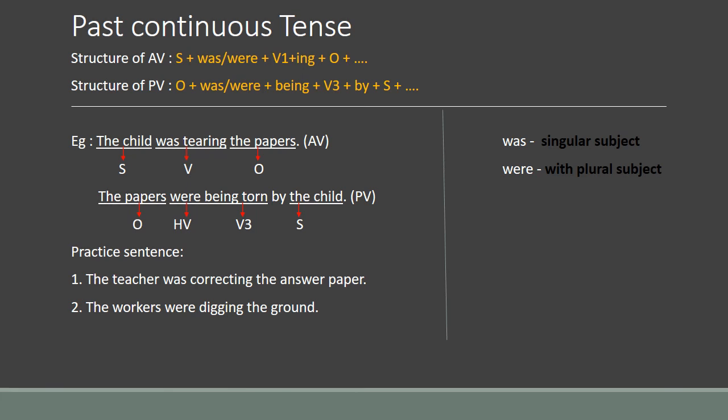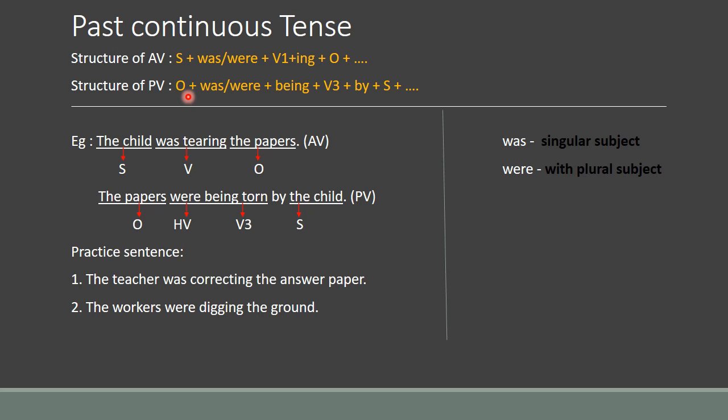The next tense is past continuous tense. The same structure like how we have used for present continuous tense. Structure of active voice, subject will be there. Helping verb will be was or were. Okay, if you find the helping verb as was or were plus verb plus ing, then you can guess that the sentence is in past continuous tense. Okay, then object. The structure of passive voice, object should come first. Was or were again should be repeated.